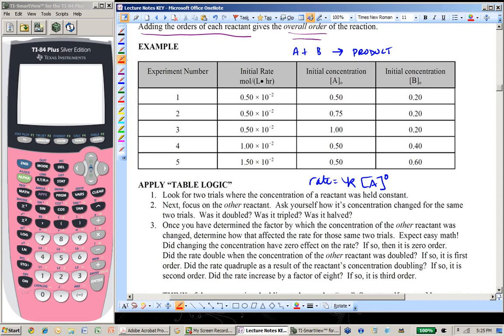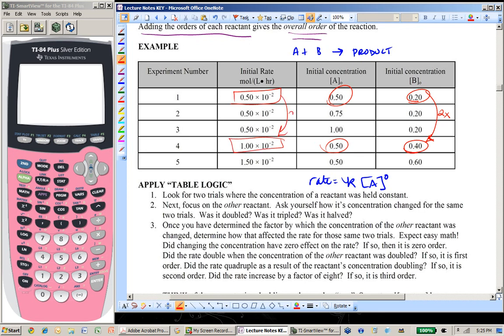All right, now what am I looking for? Now I want A to be held constant while I double B. If I could have exactly what I want in a perfect world, that's what I want. Ooh, found it. There and there. I'm happy. Hold A constant, double the concentration from 0.20 to 0.40. What did the rate do as a result of that?